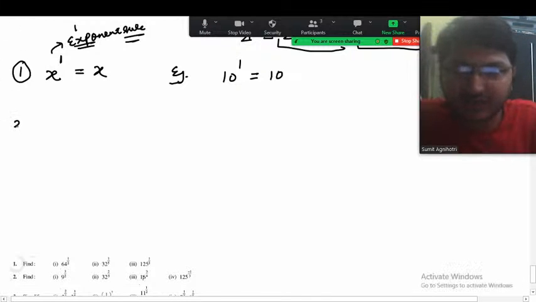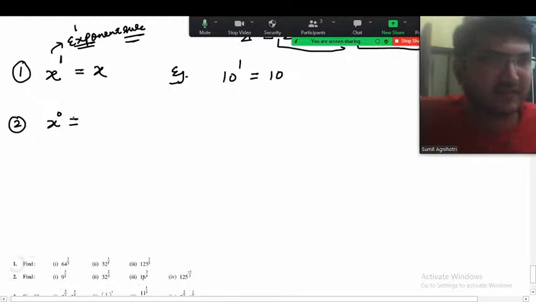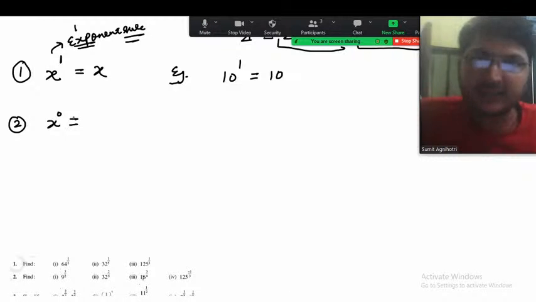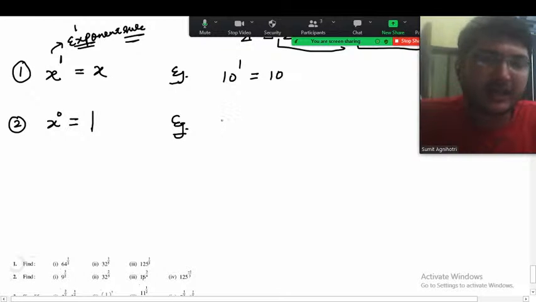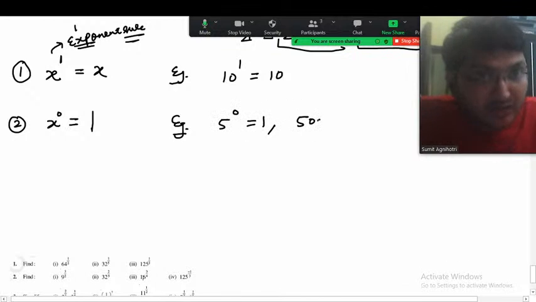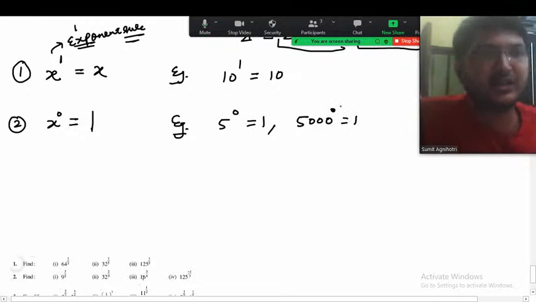Similarly, we have the 0 exponent rule. What happens in the 0 exponent rule? Can you tell me what is the value of x raised to the power 0, or something raised to the power 0? 1, sir. Exactly, it is 1. It may be any value, maybe 5, maybe even 5,000, it will be 1 only. You need to remember it. If the exponent is 0, we will get the value equal to 1.